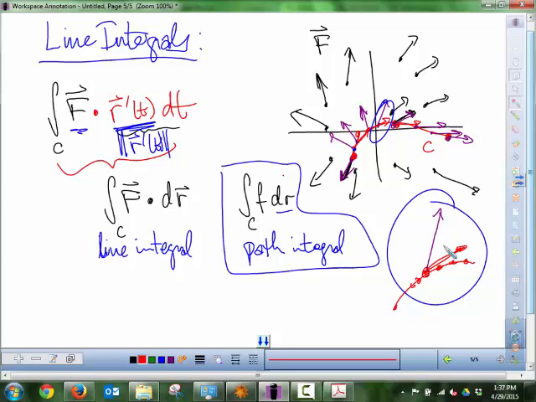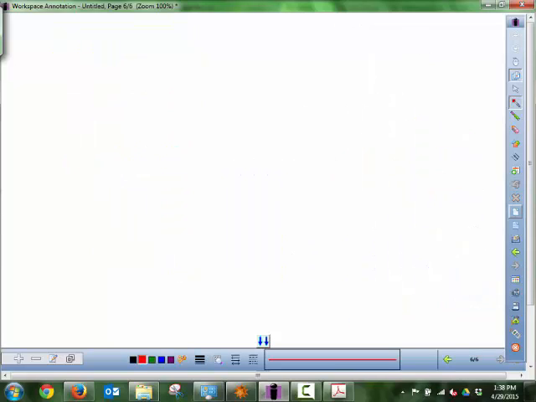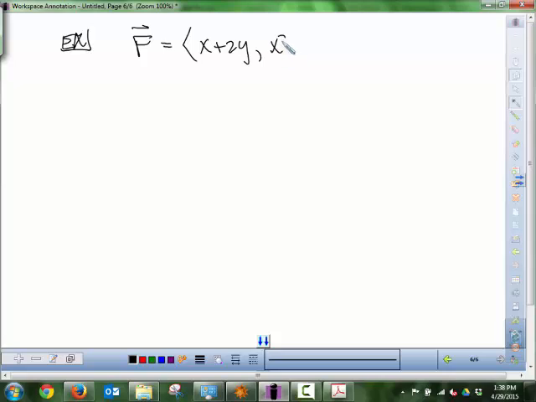Can you relate this to the previous problem that you did over there? That I did anyways? Yeah. Yes. So that's what we're going to do. I'm trying to remember it without looking back. All right. So say your vector field looks like this: x plus 2y, comma, x squared. Say that's your vector field.